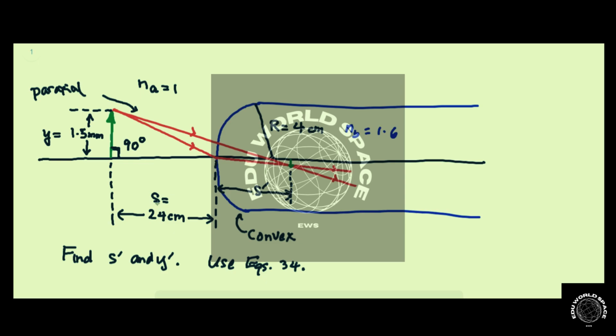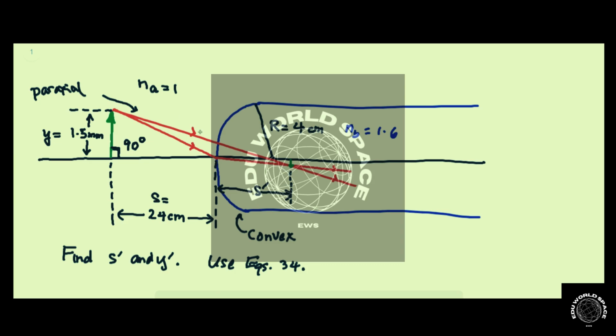And we're given S, which is the distance from the object to the vertex of this glass rod, that is 24 centimeters. And we're told that we have paraxial rays that are basically illuminating this object, and it's going to get refracted into this glass. And we're asked to find the image distance, S prime, and the image height, Y prime.